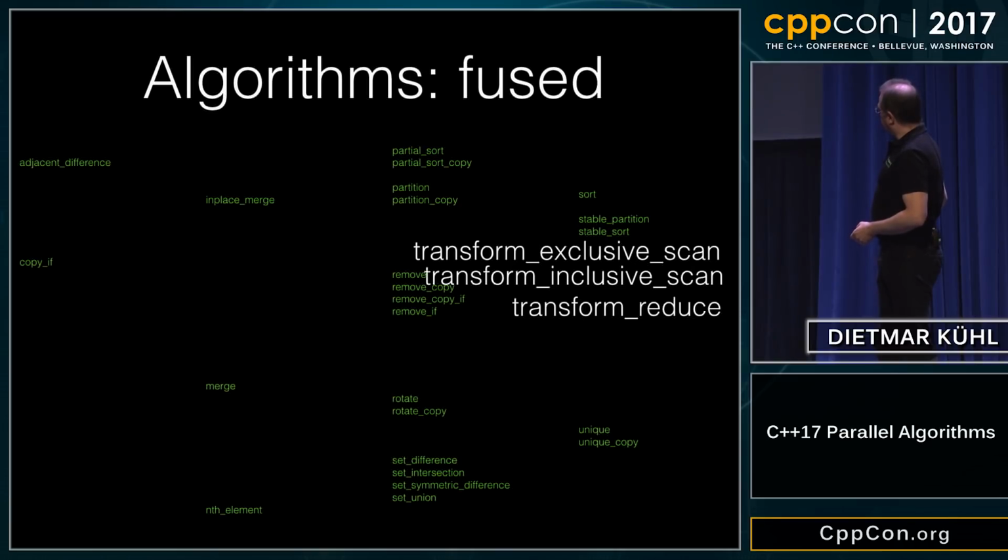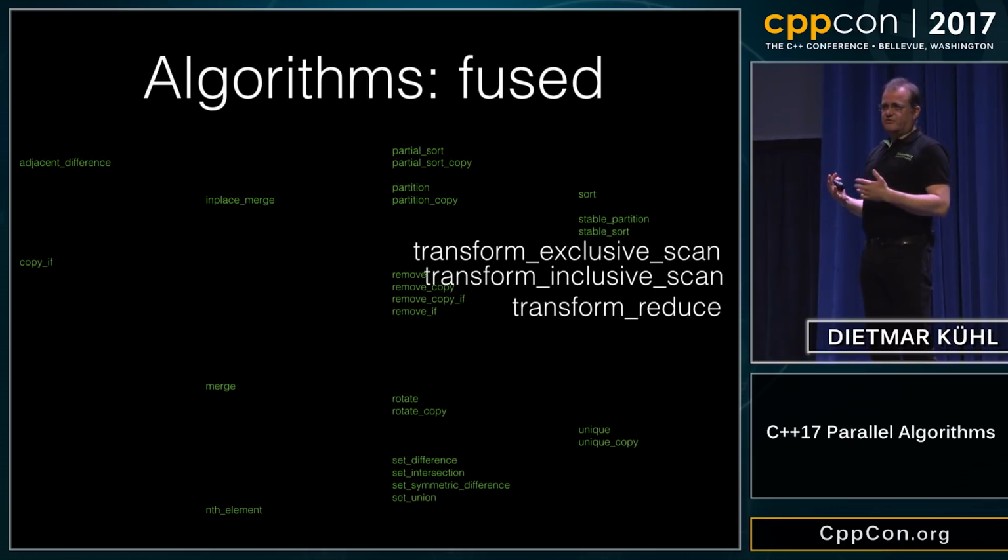So, what is to be said about these guys? Then there's a bunch of entirely new algorithms: transform exclusive scan, transform inclusive scan, and transform reduce. Essentially, the idea is you want to do as much work on elements as you can at a time. You don't want to run over the same sequence multiple times and apply multiple operations. These guys fuse the operations into one. They fuse the transformation in addition to whatever other thing they do.